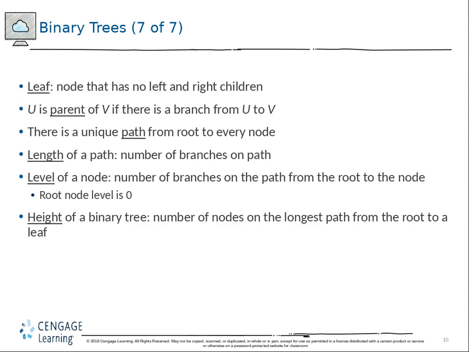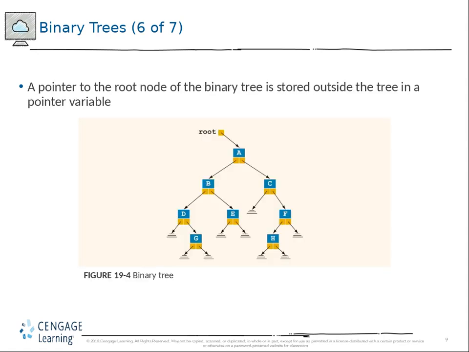U is a parent of V if there is a branch from U to V. So what's the parent of E? B. And what's the parent of B? A. So what's the relation from A to E? Take a guess. Grand... there we go. Well, it's the grandparent. Yes. All right, we got it.